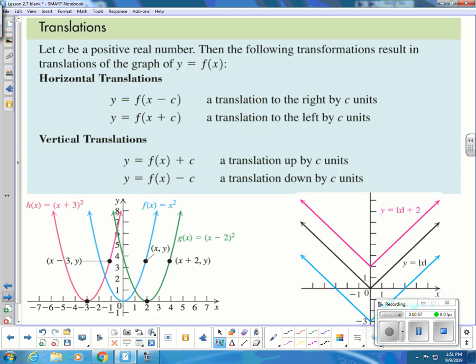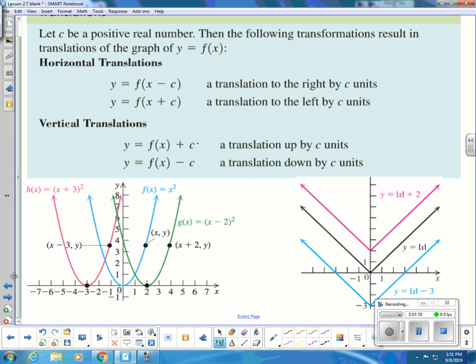So the translations: minus with the x means right, plus with the x means left. Plus outside means up, minus outside means down. So it's only in with the x that it's screwing up. Okay, this is what I'm saying is on one big slide, so you can kind of see.